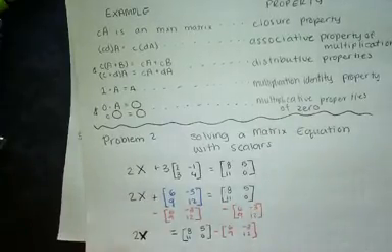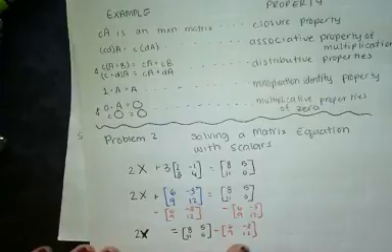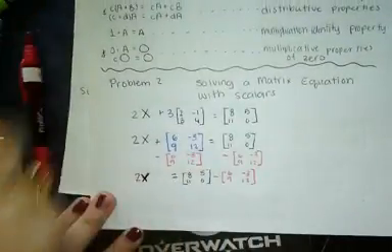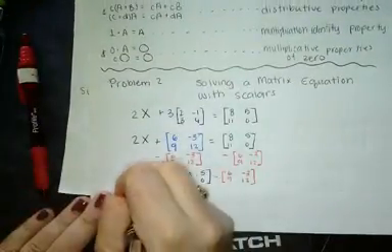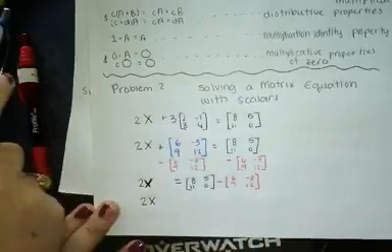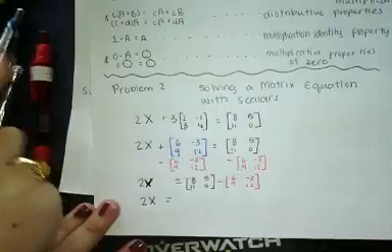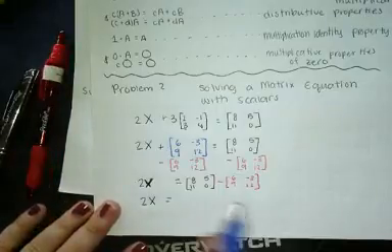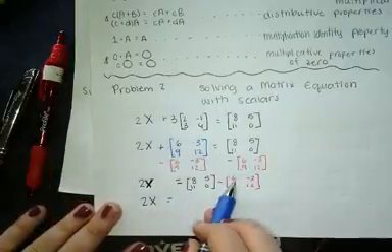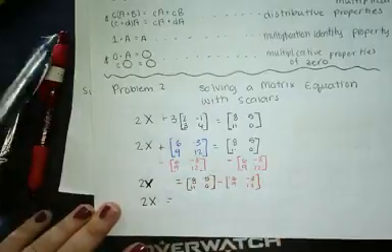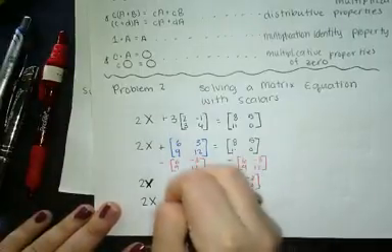Okay, and then I can put these together. So I'm going to get 2x on this side, and it's going to equal these put together. So 8 minus 6 is 2. Let me use a different pen that I haven't used yet.